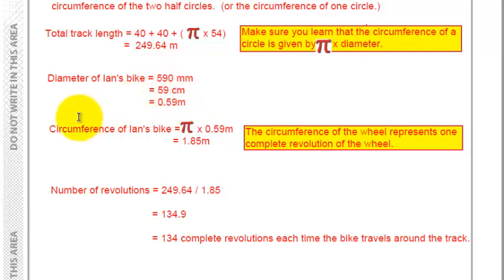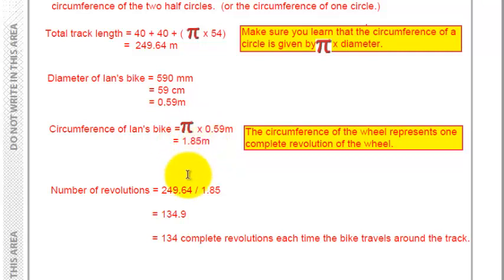To work out how many complete revolutions the bicycle wheel makes, I need to know how far it travels each time there's a revolution. So in other words, I need to know the circumference of Ian's bike wheel. Again, that formula is pi times the diameter, and I've just worked out the diameter here. So I need to do pi times 0.59 meters, which comes to 1.85 meters. So each revolution of the wheel on Ian's bike takes the bike through 1.85 meters.